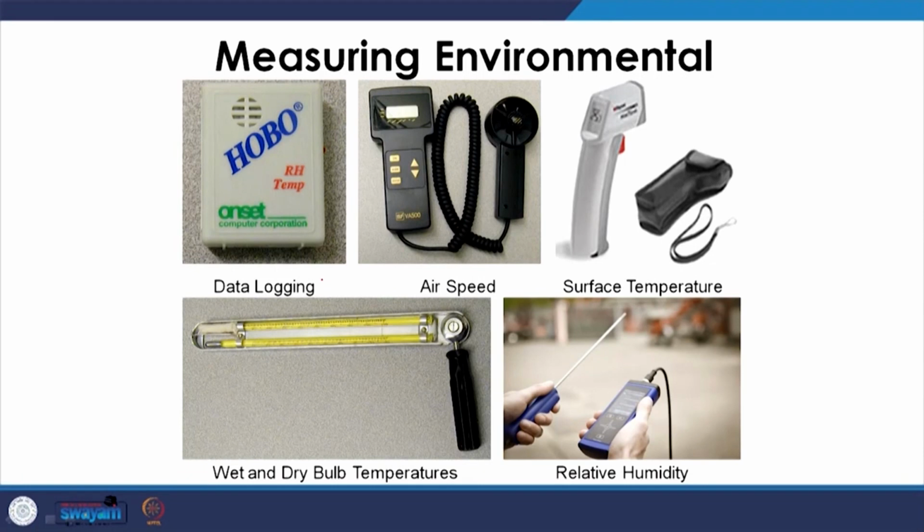There are different devices which are used for measuring these environmental parameters. We have data loggers which help us measure relative humidity as well as temperature. We have anemometers for air speeds. We have surface temperatures which are measured using data loggers and surface thermometers. We have thermometers which are specifically used for measuring the wet bulb temperature, where the thermometer is covered with a wick which is moist, which is wet, and then it is rotated. So, it takes into account the rate of evaporation and hence the impact of the presence of humidity on the temperature, which is the wet bulb temperature. And then we have relative humidity which is measured.